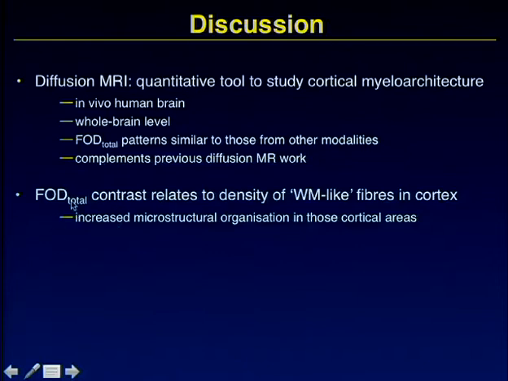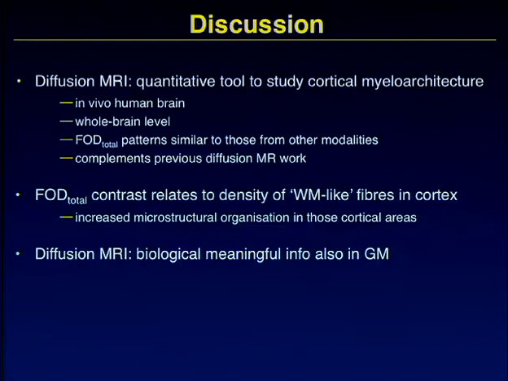The contrast that we obtain with this total fiber orientation density, if you want, it relates a bit to what we call the white matter-like fibers in the cortex. So those fibers that are coherently oriented within the cortex. So therefore, when we see high signal in this parameter, what we are looking at is an increased microstructure organization within those cortical regions.